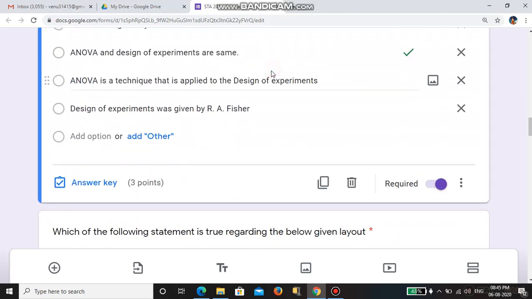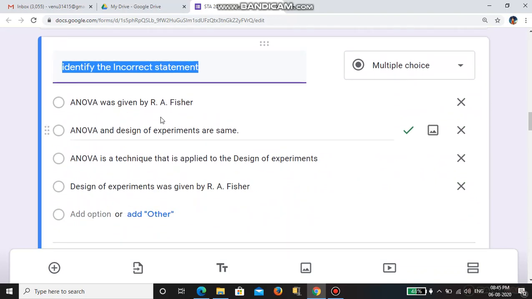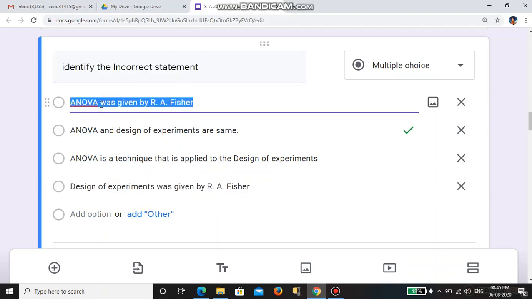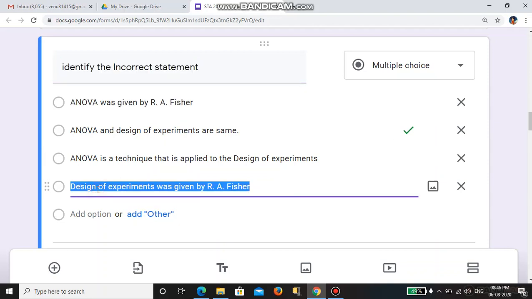Second question. See, in the second question, it asked to identify the incorrect statement. Here you can see, ANOVA was given by R.A. Fisher. It is true. ANOVA and design of experiments were both given by R.A. Fisher.